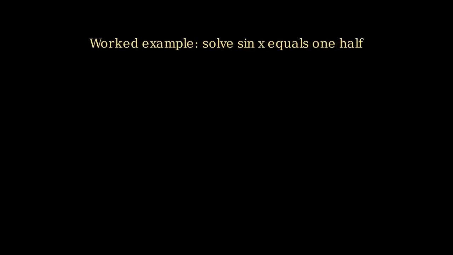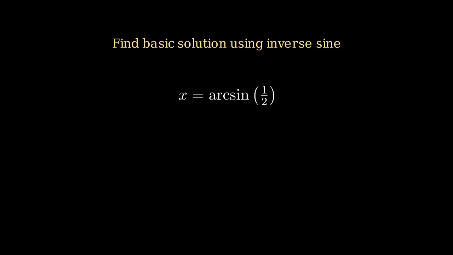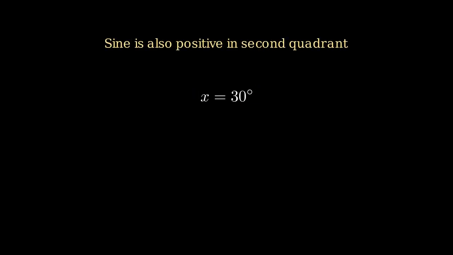Let us start with a worked example. We will find the general solution of the equation sine of x equals 1/2. First, we find the basic solution using inverse sine. Inverse sine of 1/2 is 30 degrees, so one solution is x equals 30 degrees. Sine is also positive in the second quadrant, so there is a second basic solution. That solution is x equals 180 degrees minus 30 degrees. This gives x equals 150 degrees.